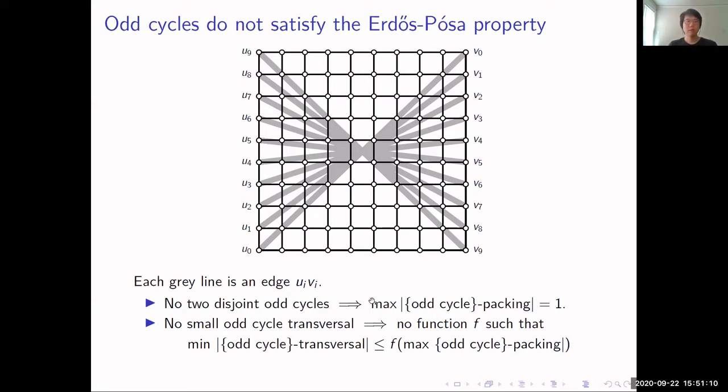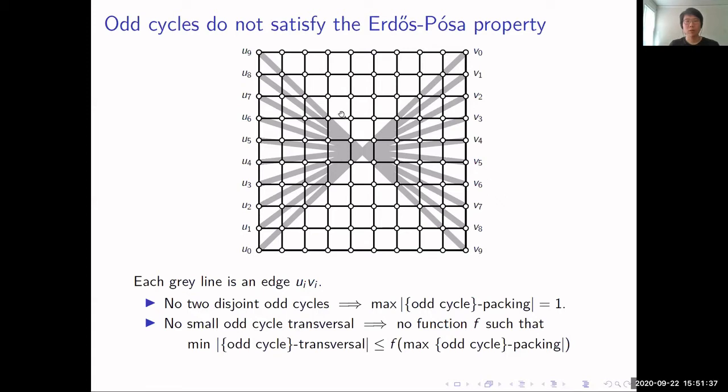If you just think of a disk with the opposite points of the boundary identified, this can easily be embedded on the projective plane. And if you only look inside this planar grid here, everything is bipartite, so there are no odd cycles there. But if you go along one of these gray edges and go back along the grid, then you get an odd cycle.